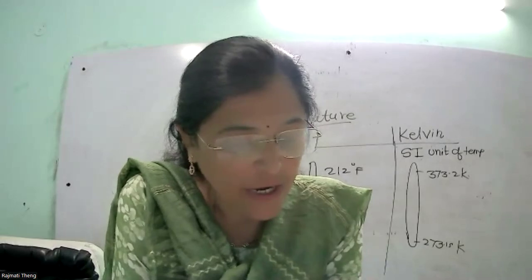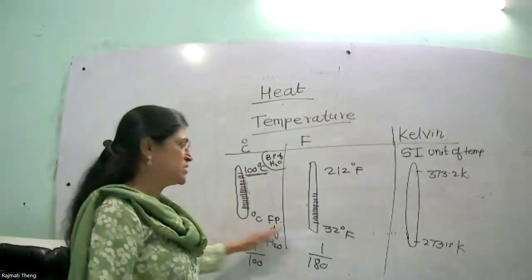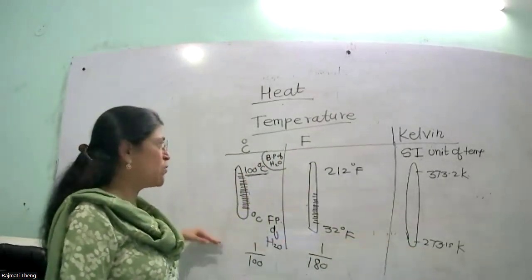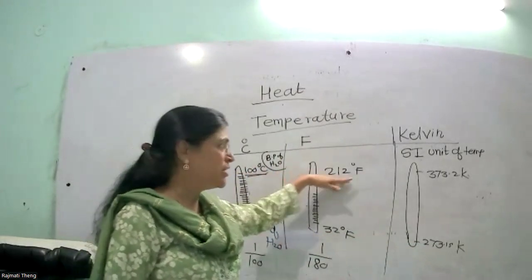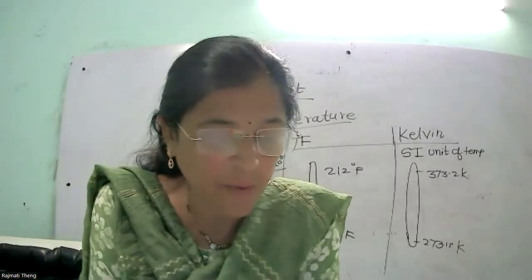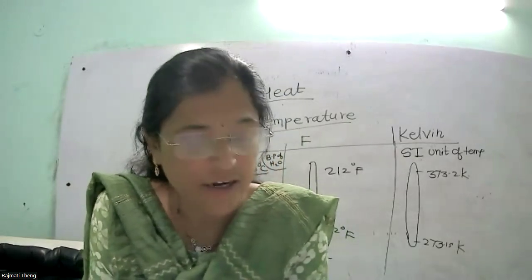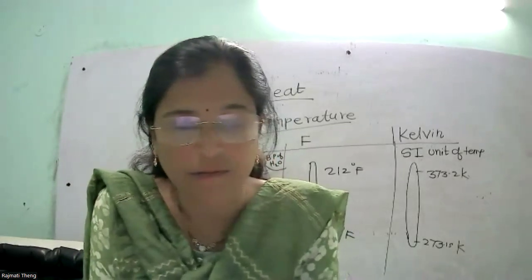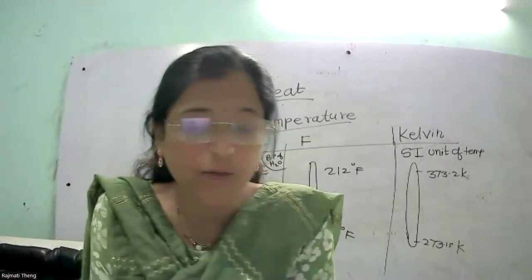So the lower fixed point of the Celsius, Fahrenheit, Kelvin scale: this one 0 degree Celsius, 32 degree Fahrenheit, 273 Kelvin. This one is the lower fixed point of every thermometer. Now the upper fixed point: 100 degree Celsius, 212 and 373. It is the upper fixed point. जो lower fixed point होता है that is called ice point, और जो upper fixed point होता है that is called steam point. Now the thermometer, we are using the thermometer to measure the temperature.